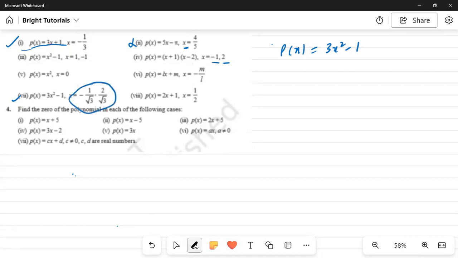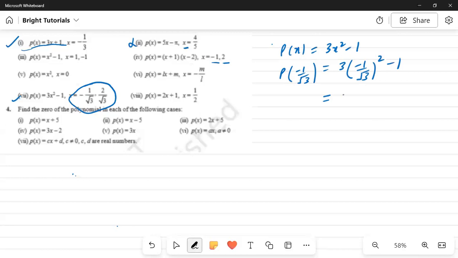How will we do that? We will put here the value of x equal to minus 1 by root 3. When we put x equal to minus 1 by root 3 here, we get 3 times (minus 1 by root 3) whole square minus 1. And we know that whenever there is a square of any negative number, it will be positive. And the value of (1 by root 3) whole square will be 1 by 3.